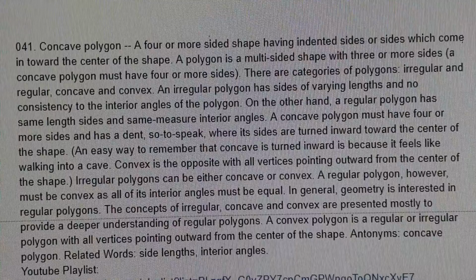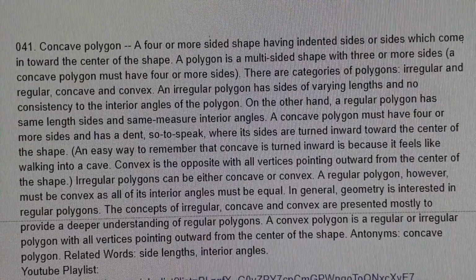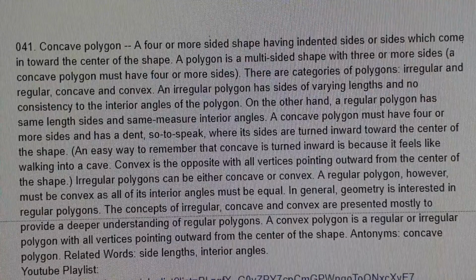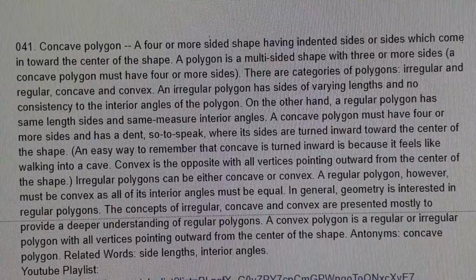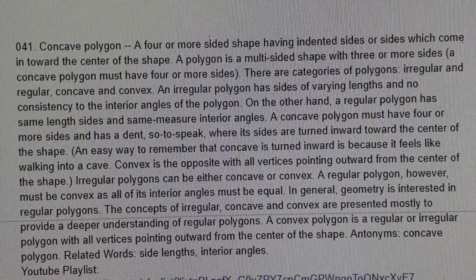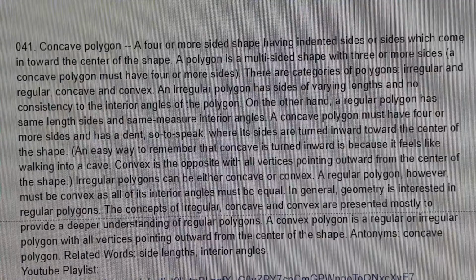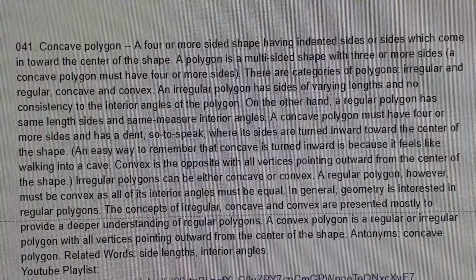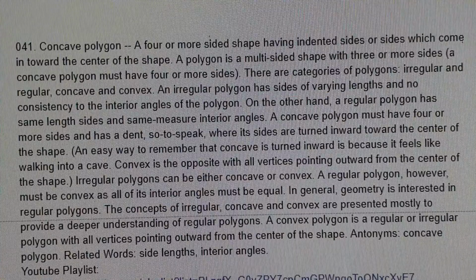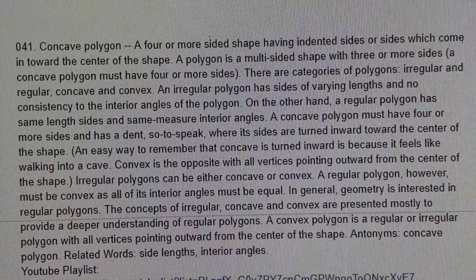Irregular polygons can be either concave or convex. A regular polygon, however, must be convex, as all of its interior angles must be equal. In general, geometry is interested in regular polygons. The concepts of irregular, concave, and convex are presented mostly to provide a deeper understanding of regular polygons.